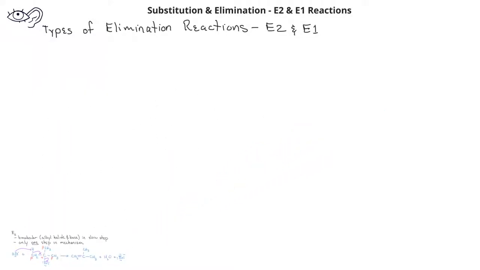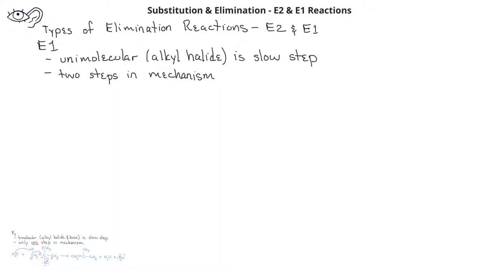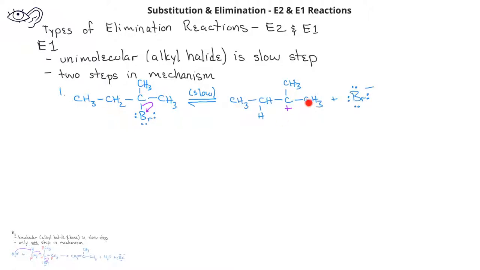In an E1 elimination reaction, the slow rate determining step is unimolecular. In other words, there's only one molecule involved in the rate determining step. That molecule is the alkyl halide. In a typical E1 reaction, the sigma electrons in the carbon-halogen bond are donated to the halogen leaving group. This produces a carbocation and the leaving group anion.